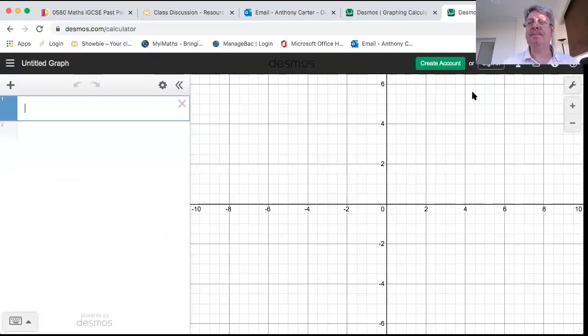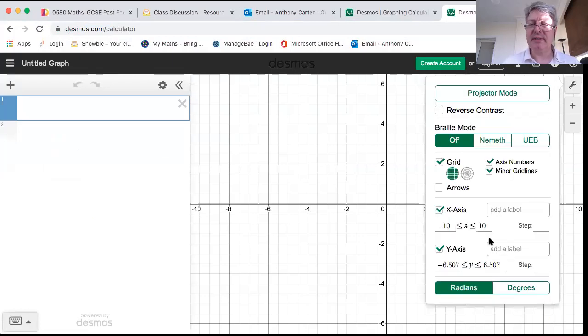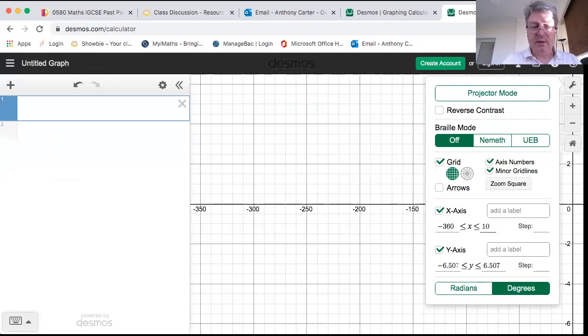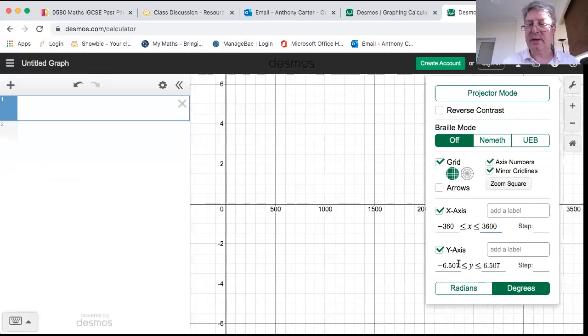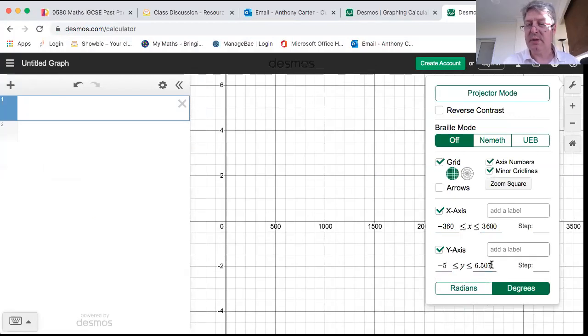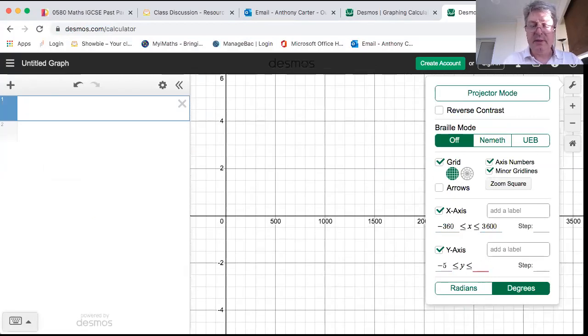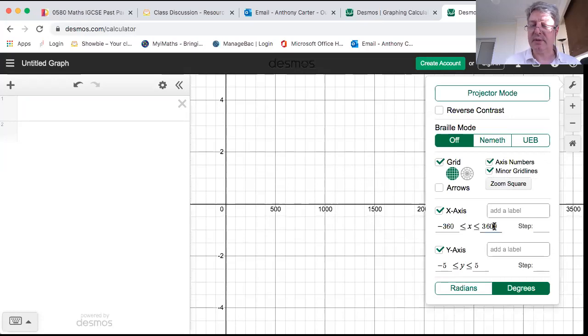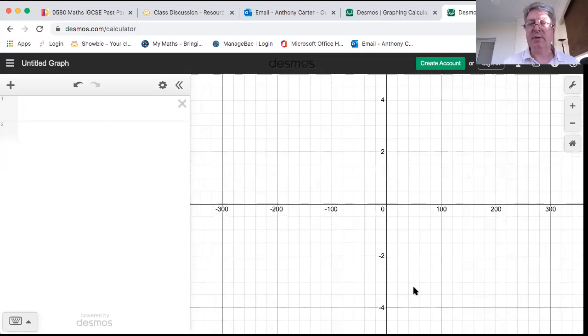So here it is. Now what I want to do is change the settings to degrees, because we want the horizontal axis going up in degrees, and we want to change the y-axis to something nice and simple, whole numbers from -5 to 5. So there we go, it's all set up. No, it's not set up. What happened there? Oh, 3,600. There we go. Right, so it's all ready to go.